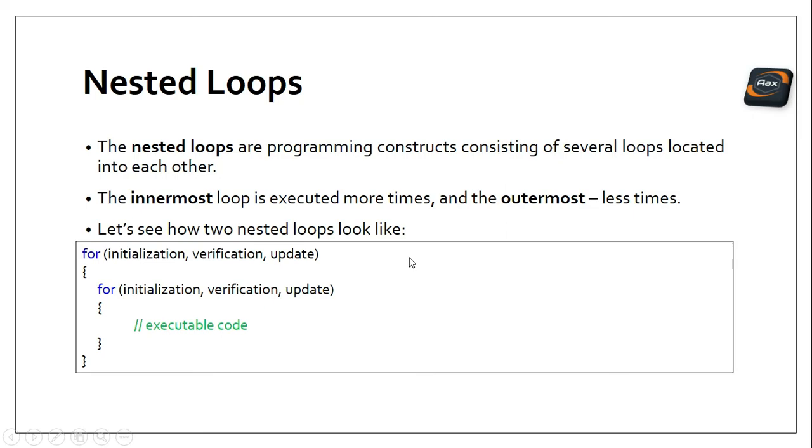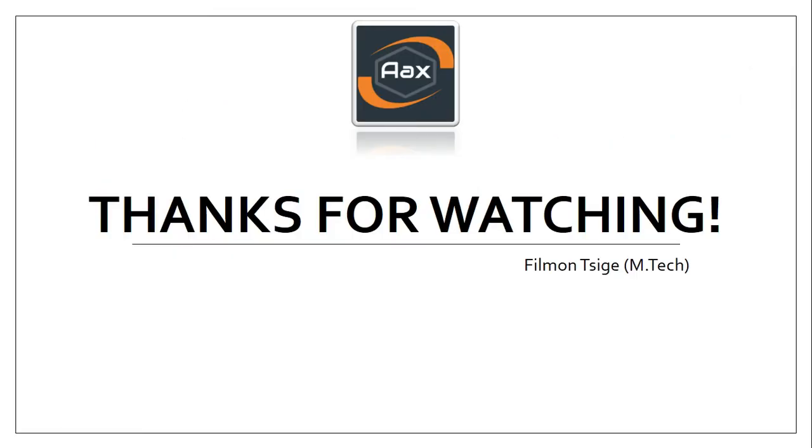You can have nested loops. Nested loops are loops located inside another loop. So this is the format for nested loops. You can have innermost loop and outermost loop. This is the innermost loop and this is the outermost loop. This inner loop is executed more times than the outer loop.